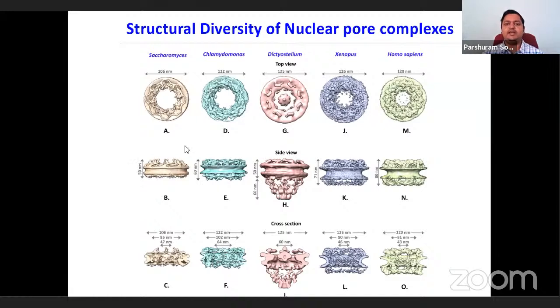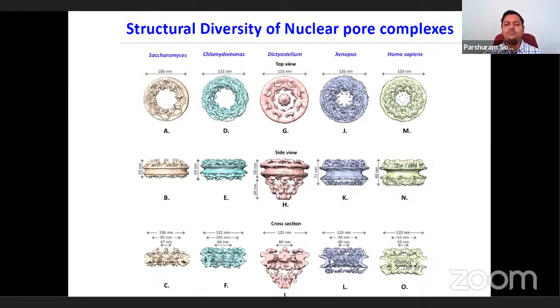And you can see that these are the different tomography maps of nuclear pore complexes obtained from different organisms, such as Saccharomyces yeast, Chlamydomonas, which is a unicellular organism, Dictyostelium, I think you know Dictyostelium, as well as Xenopus, and the human one. Just see these 3D maps, and you can see that there are prominent visible differences. If you see the extreme right, which is the human one, the length and bulkiness of the nuclear pore complex of human is higher compared to the yeast Saccharomyces one, which you can see in the extreme left panel.